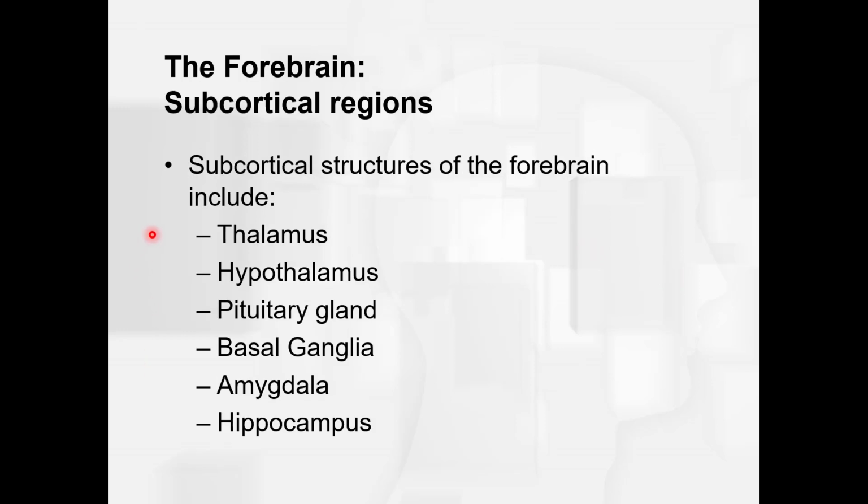So the subcortical areas that we're going to discuss in this video are the thalamus, the hypothalamus, the pituitary gland, the basal ganglia, the amygdala, and the hippocampus. So hopefully you've downloaded and printed up the anatomy handout, and as we go through these different areas, you can complete that handout, labeling the appropriate areas and matching it with the function.